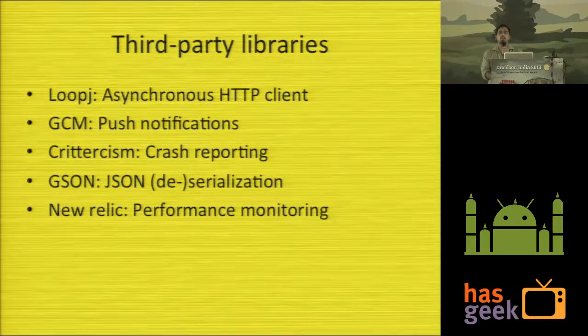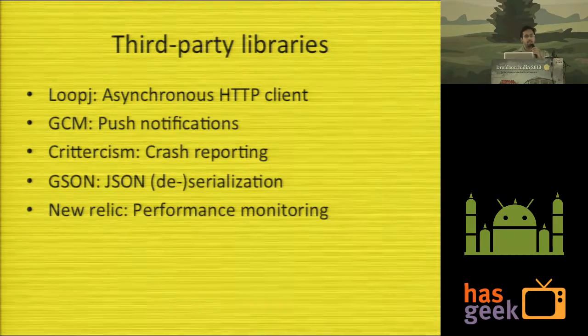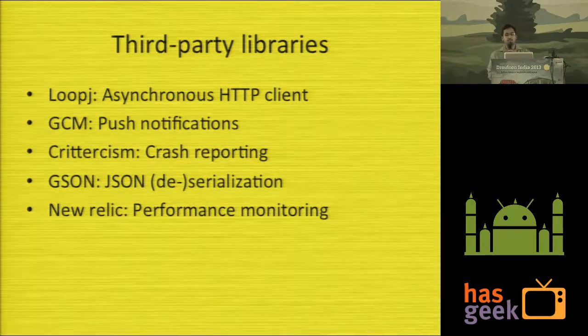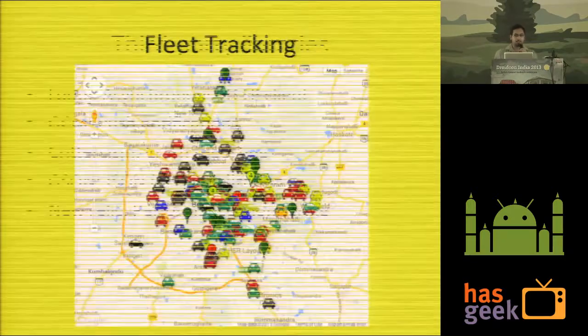A few of the third-party libraries which helped us build this app: LoopJ, which is an HTTP client, and GCM for the push notifications, Crittercism for crash reporting, JSON, and New Relic.